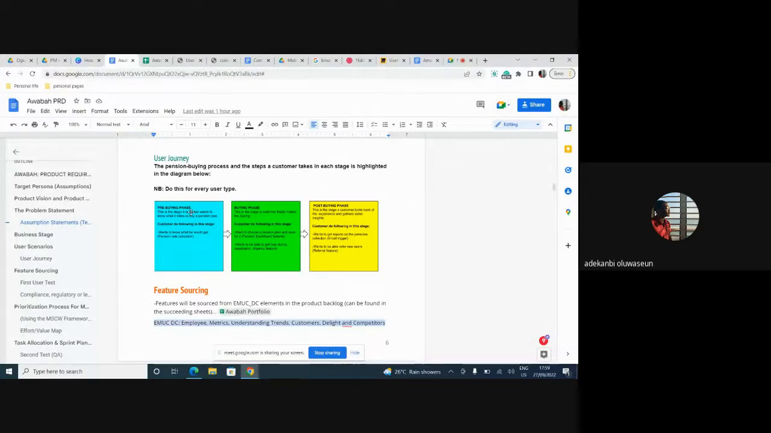Now you have the buying phase. The buying phase is the point where you are introducing your solution itself, right? So for Awaba, obviously there's going to be a saving feature. There's a feature for wallet, where they can fund their wallet. There's a transfer feature. There's a withdrawal feature, right? So there's the settings menu. All of these are within the buying phase, right? Because this is the point where the user is now using the product.